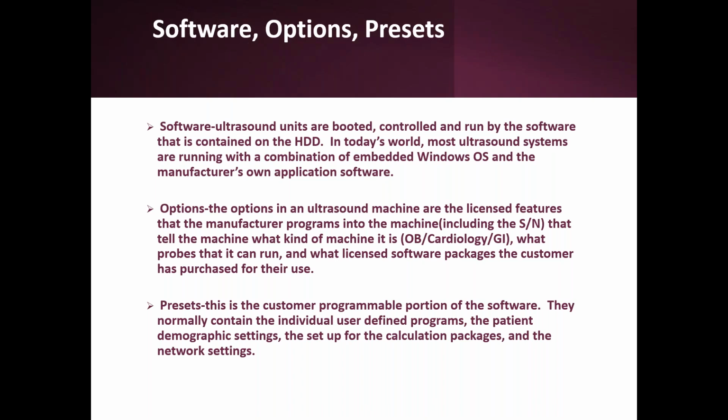Let's talk about software options and presets. Ultrasound machines are booted, controlled, and run by the software that is contained on their hard drive. In today's world, most ultrasound systems are running with some combination of embedded Windows operating software and the manufacturer's own application software. On top of that, the options in an ultrasound machine are the licensed features that the manufacturer programs into the machine, including the serial number, that tell the machine what kind of machine it is, what probes it can run, and what licensed software packages the customers purchase for their use.